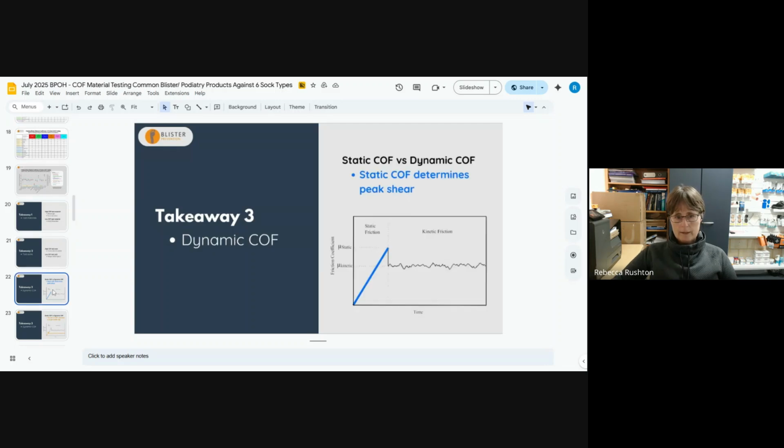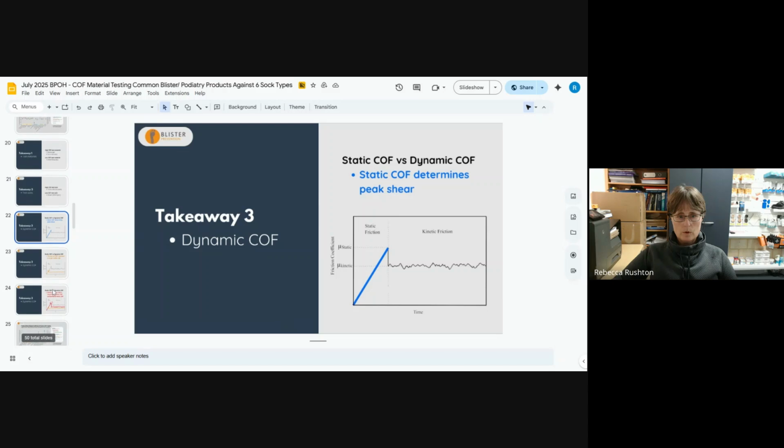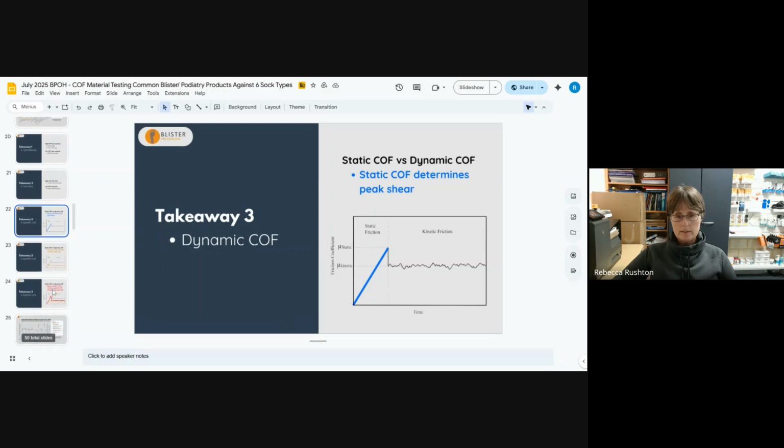The third takeaway that I wanted to discuss was the dynamic coefficient of friction. Now, we tested the static coefficient of friction. The difference is static coefficient of friction is when there is no relative movement between those two surfaces, and the kinetic coefficient of friction or the dynamic coefficient of friction is the friction when there is movement, so to maintain movement. The important thing to know here is this peak, which occurs in a state of static friction.